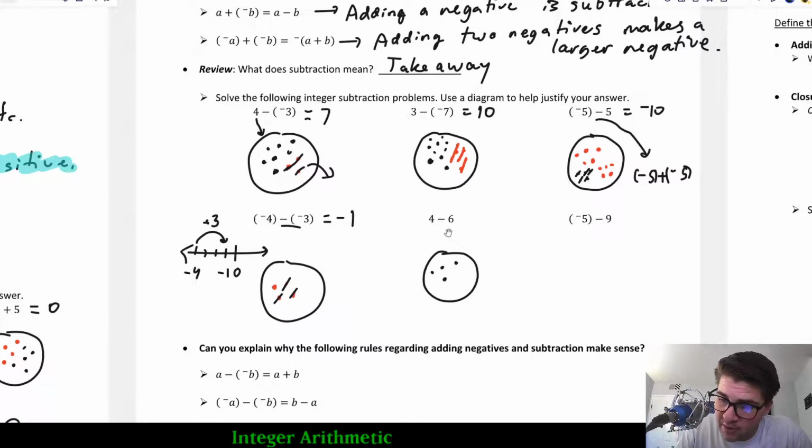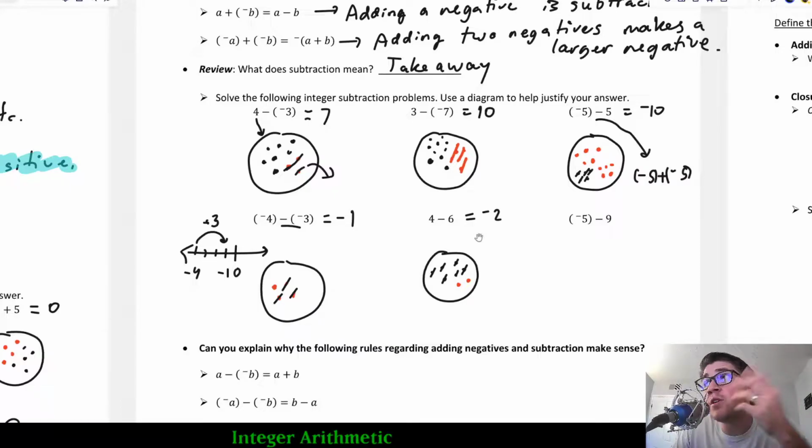But what I could do is add in 2 reds and add in 2 blacks. I'm always allowed to add in the same number of both to my chip bin, because ultimately that is still equal to 4. And now I can actually take away 6, right? So now that I have 6 blacks and 2 reds, which is 4, I can take away 6 from 4. And what that leaves me with is 2 reds, or -2.